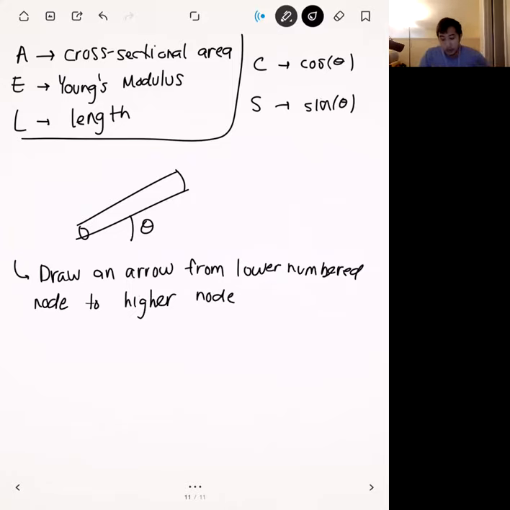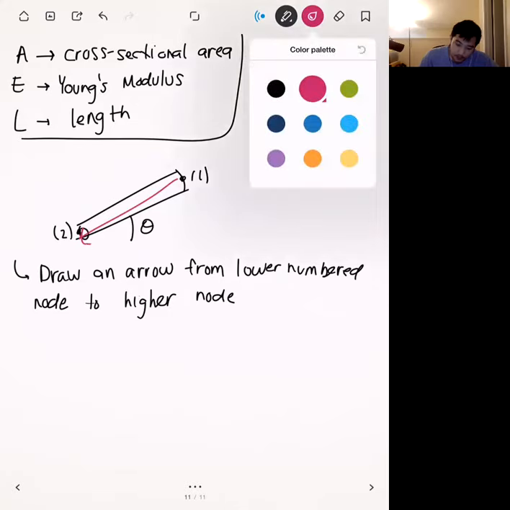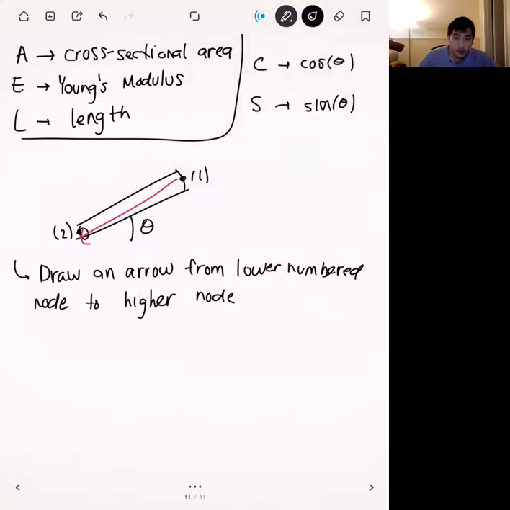And so, just for the sake of example, let's say that for this case, this is node 1 and this is node 2. And so if we draw an arrow just like that, then the angle that you want to plug in is the angle that that arrow needs to rotate from the positive x-axis in order to get to that position. And so determine theta by the amount that the arrow had to rotate to get to this position.